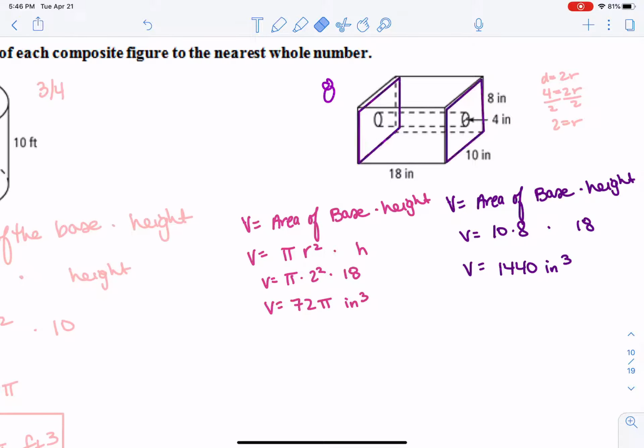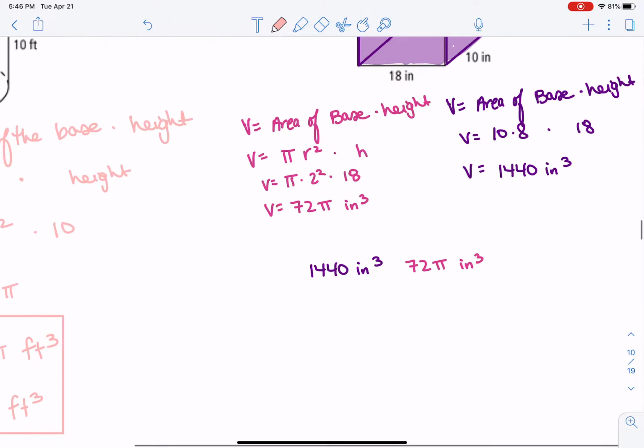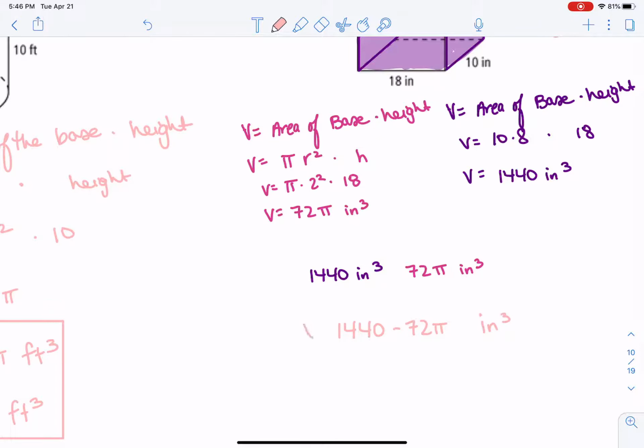So to find, if I erase all of this, if I want to find basically that box without the cylinder cut out, I need to take the purple and I need to subtract the pink. So I would just take this and subtract this. Your answer, you could leave it like this, 1440 minus 72 pi inches cubed.